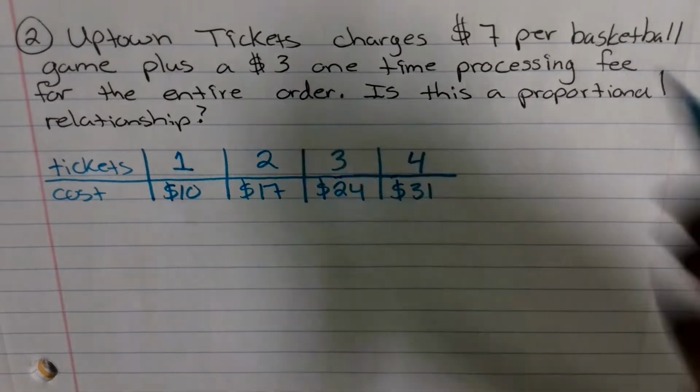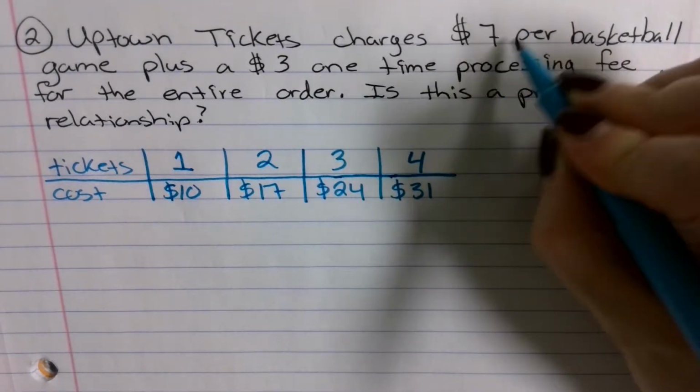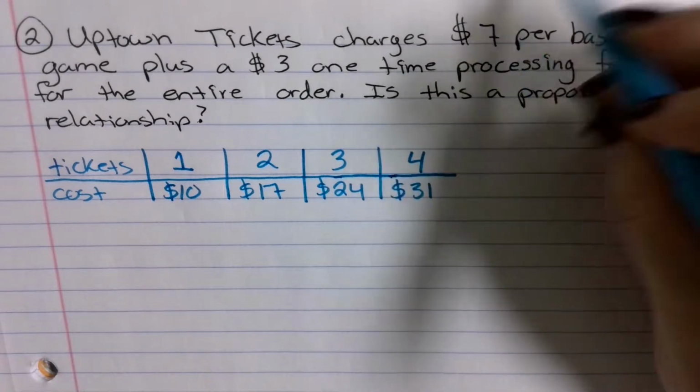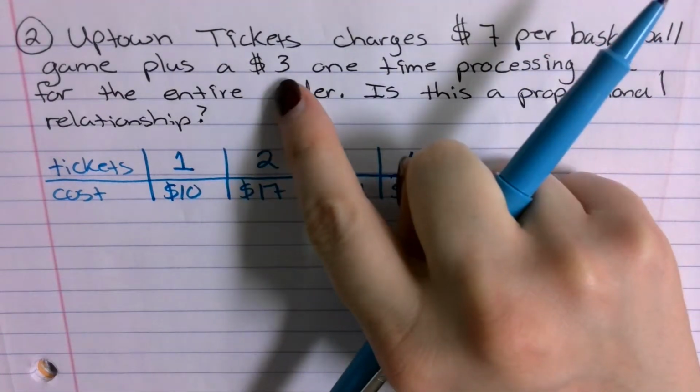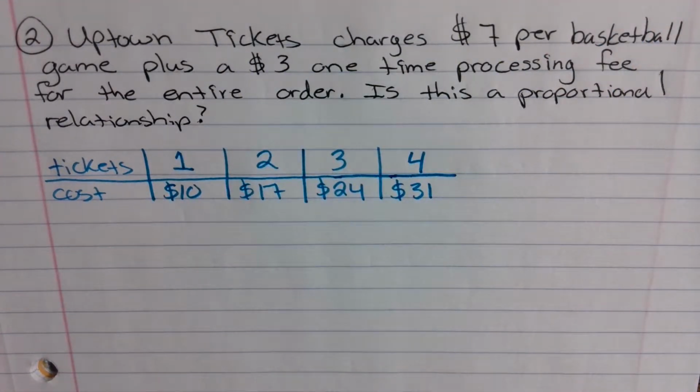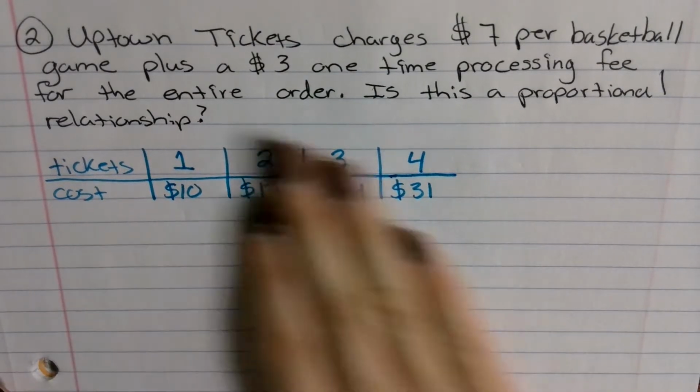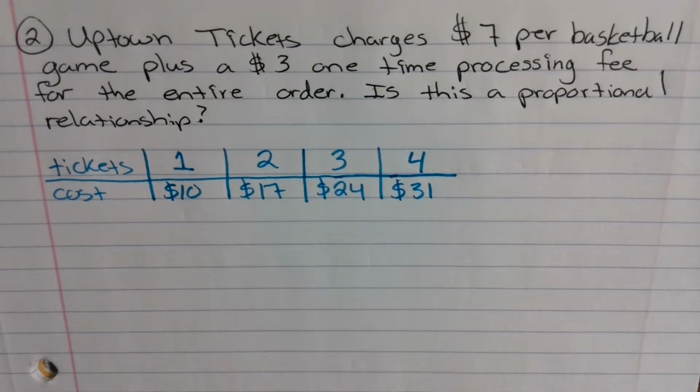Yeah. So you take how many tickets you're buying and you multiply it by $7 for each of the tickets, and then you add that one-time processing fee. Okay? All right, so this is our table so far. Now we've got to compare it and see, do each of them simplify to the exact same unit rate?